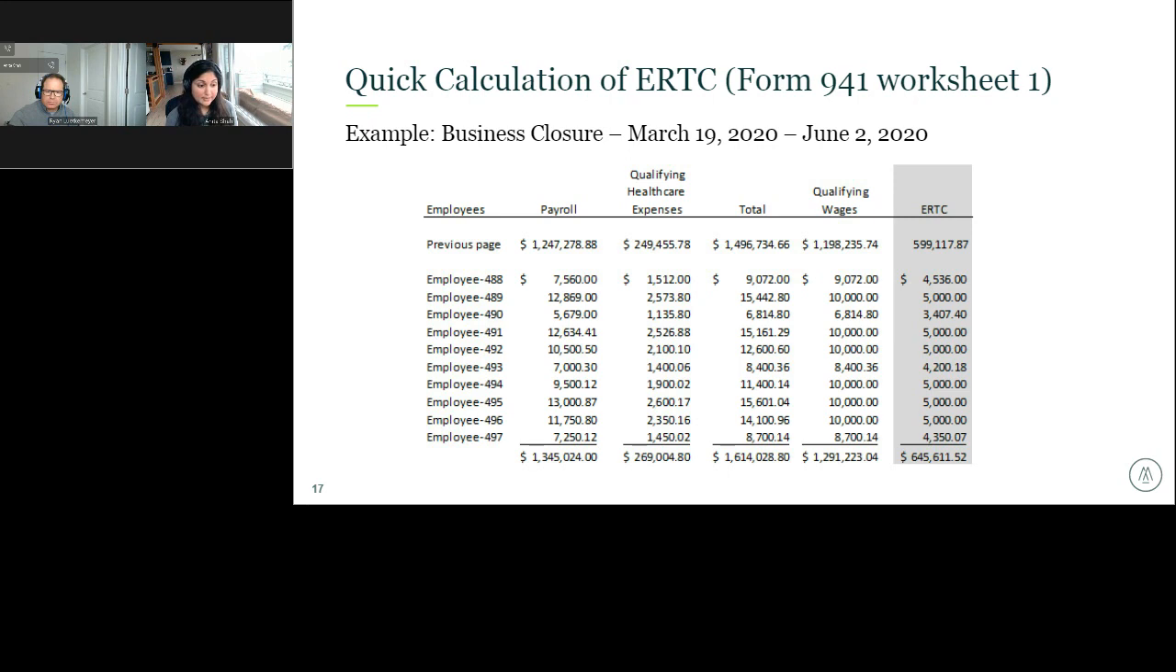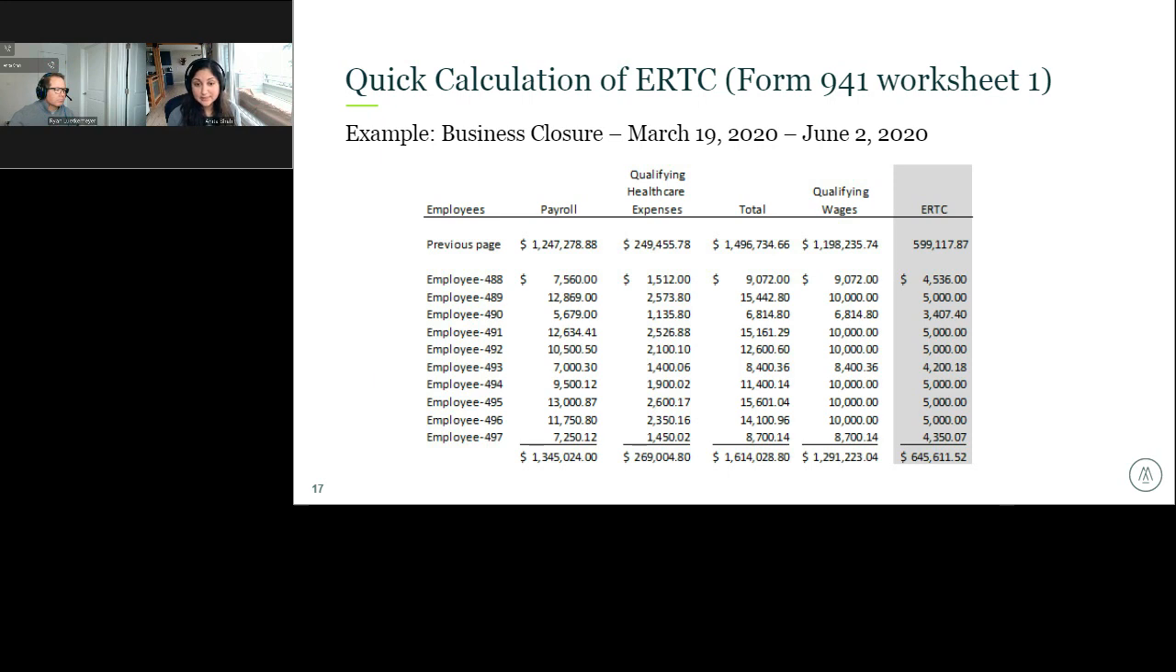For 2021, they have expanded that to make it 70% of $10,000, so $7,000 per quarter. Right now the ERTC goes to June 30th of 2021. So if you have any sort of business closure, partial or full, or if you had a decrease in gross receipts of 80% compared to 2019, the maximum amount of credit you could get for both quarters is $14,000 per employee, which is significantly more than the $5,000 per employee in 2020.